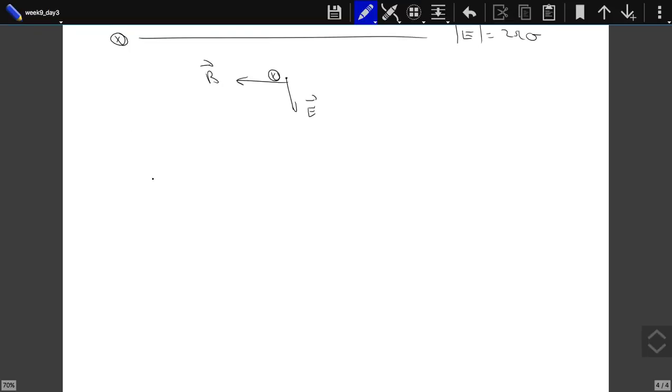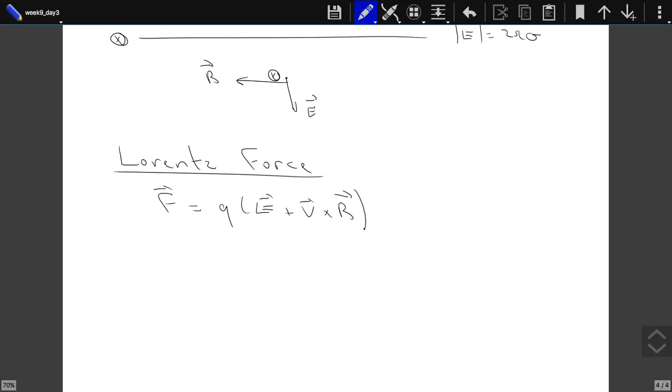Now let us look at the forces. We already know that a magnetic dipole experiences a torque. A torque is created by forces. And the force created by a magnetic induction is, well, the general expression for the force: it is q times E plus v cross B. So this will be the force acting on a point charge in the presence of an electric and magnetic field.